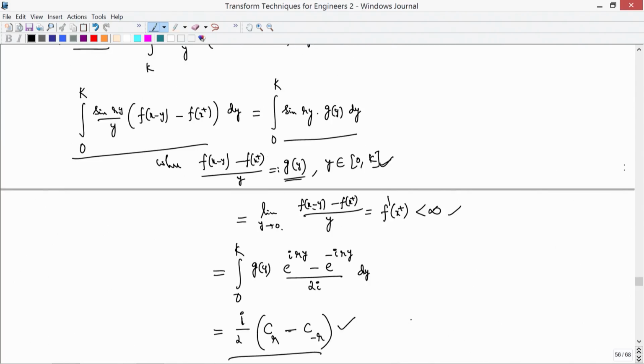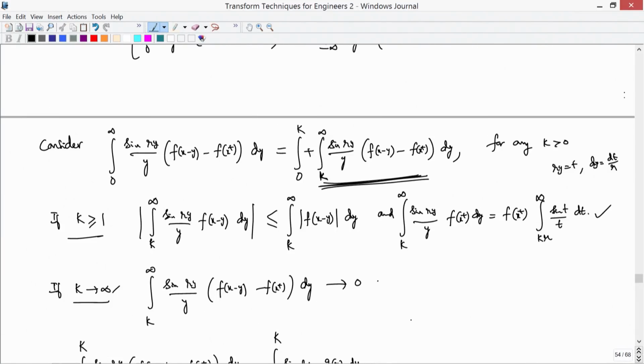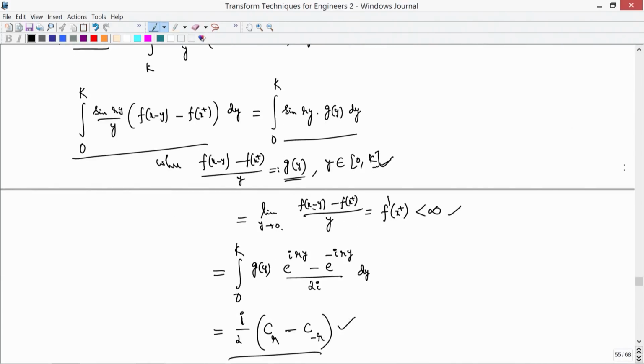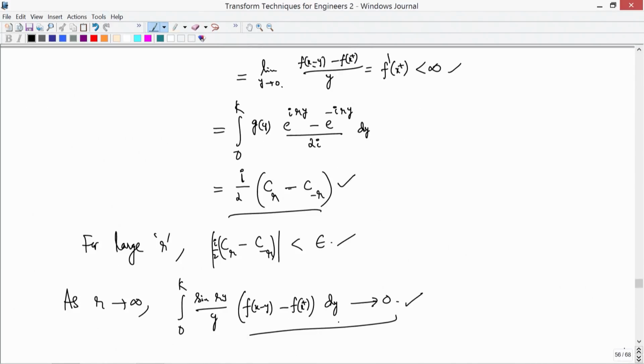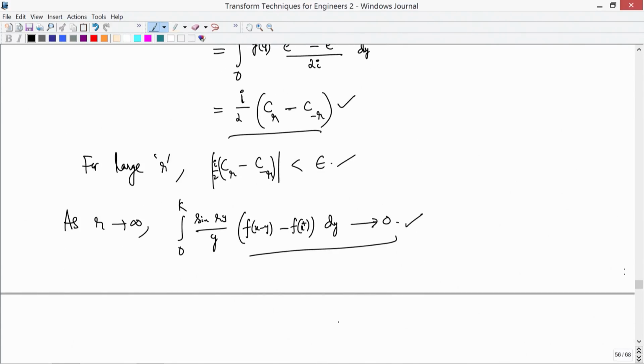Okay. Because I can make this integral from k to infinity, for sufficiently large k, less than epsilon. For some big k, by choosing some big k, I can make this less than epsilon. So, I have one epsilon. Now, for the integral from 0 to k, this can be made less than epsilon. So, you have 2 epsilon. So, that the epsilon is arbitrary, that is the meaning.